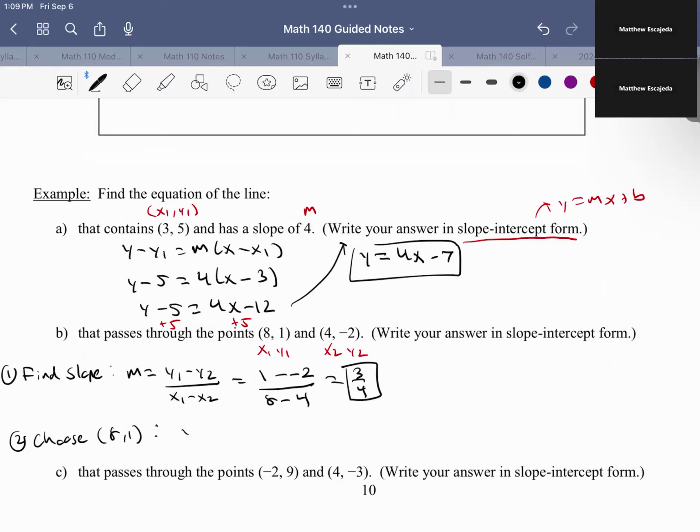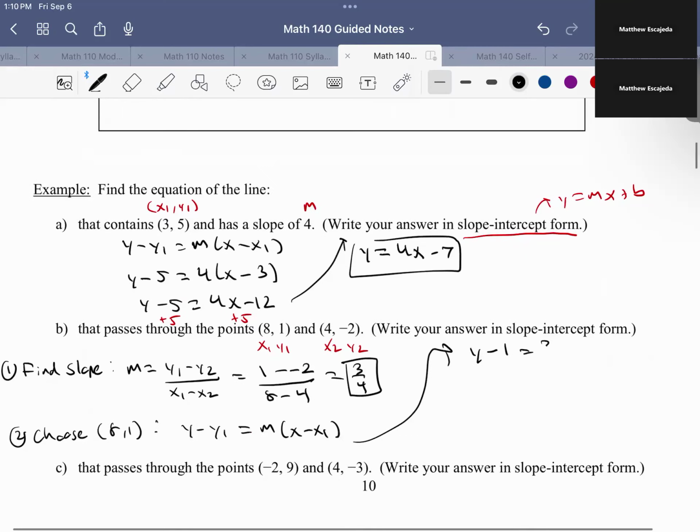I'm going to plug that into the point slope formula. So remember, it's y minus y1 equals m times x minus x1. So let's go up here and fill the rest of this out. So this will be y minus 1 equals 3/4 times x minus 8.